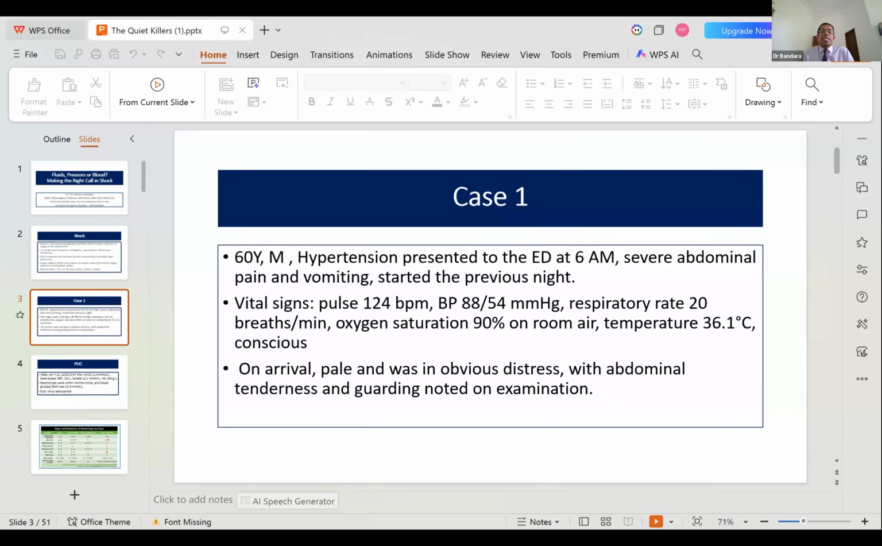Tranexamic acid. Everybody knows that a patient who is having acute bleeding needs tranexamic acid. It needs to be given within 3 hours. If it is more than 3 hours, there is less evidence to support giving tranexamic acid for the hemorrhagic patient. You give 1 gram of tranexamic acid over 10 minutes, and next is an infusion over 8 hours. This is 1 gram. Everybody knows the action of tranexamic acid.